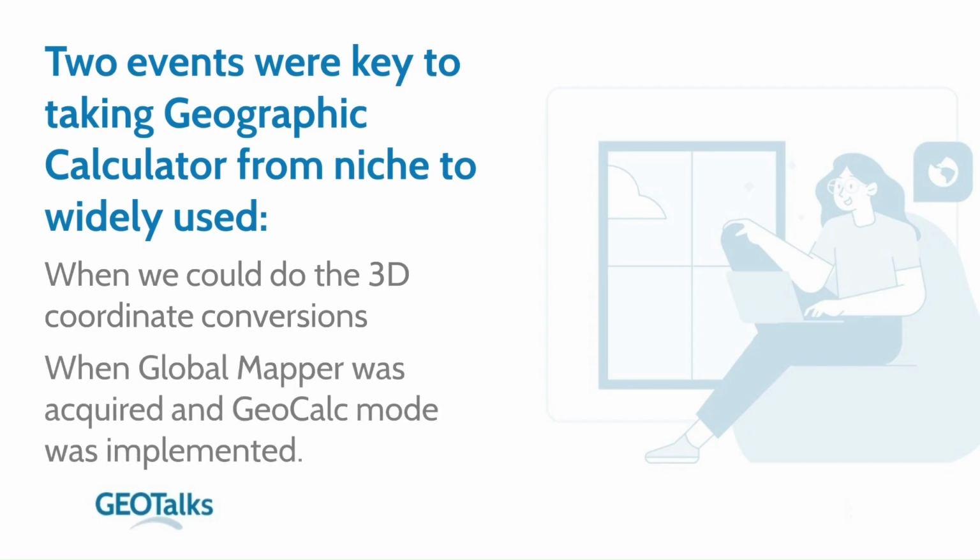And two, when GlobalMapper was acquired and the GeoCalc mode was implemented. So it meant that that Calculator library of custom coordinate systems and transformations was available in GlobalMapper. These two events are what took Calculator from a niche product to much more widely used.